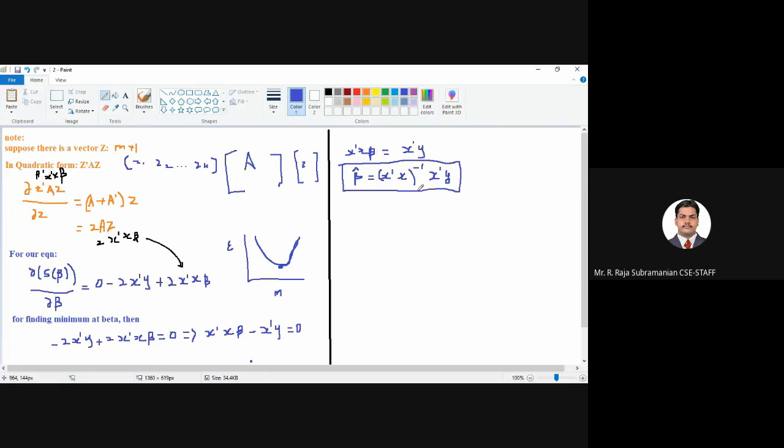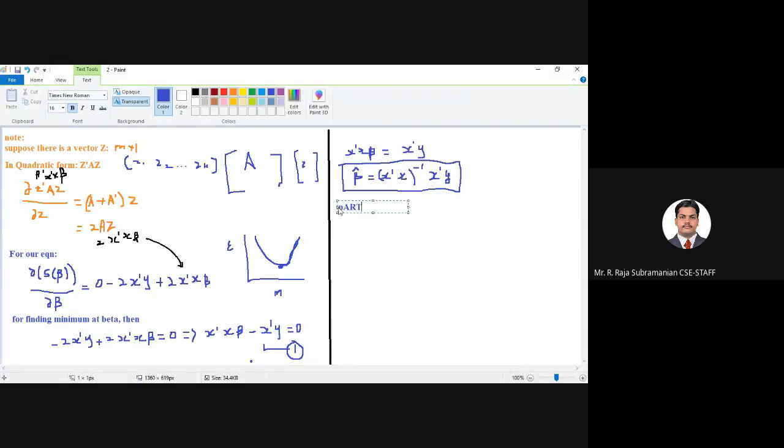If this is going to exist, then I need to take the second partial differentiation of this and then prove that it is actually positive, right? So I'll put here, this is the derivative value here, and I take this and differentiate it one more time. Let this be one, the partial derivative of 1 with respect to beta.